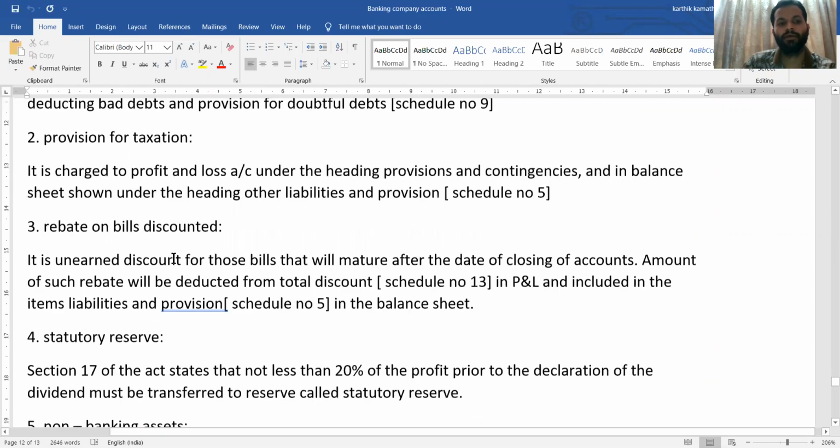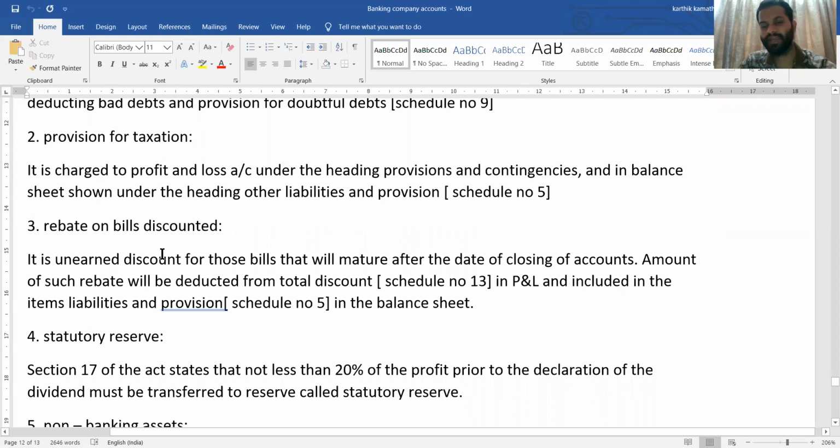Then the third one, rebate on bills discounted. Very important concept. A 6-mark problem they are going to ask. How to calculate rebate on bills discounted? What do you mean by rebate on bills discounted? It is nothing but unearned discount. Why is it unearned discount? It is the discount earned after the closure of the financial year till the date of maturity.